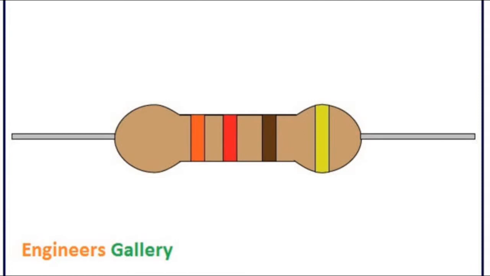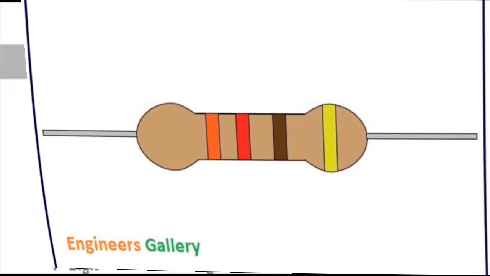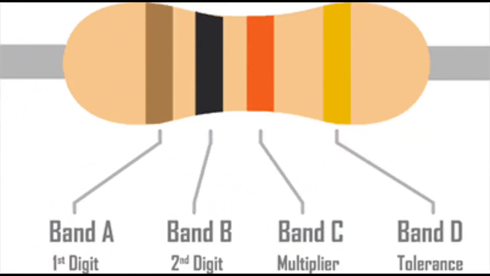And on the second diagram, we have the first band as color orange, the second band is red, and the multiplier is brown and the tolerance is gold. And for the third diagram, we have the first band as color brown and the second band as black and multiplier as orange and the tolerance as gold.